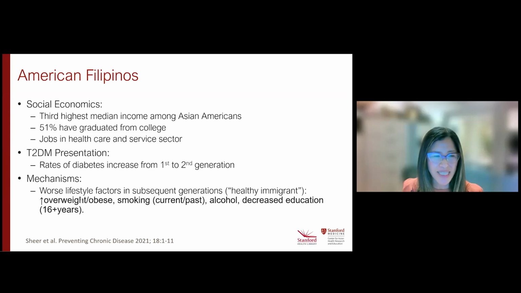And then based on one recent study I saw, there was increased overweight and obesity in subsequent generations, maybe poor lifestyle such as smoking, and actually decreased education attainment in subsequent generations. So you can see how it's important to have disaggregated data because not all Asian Americans are similar.